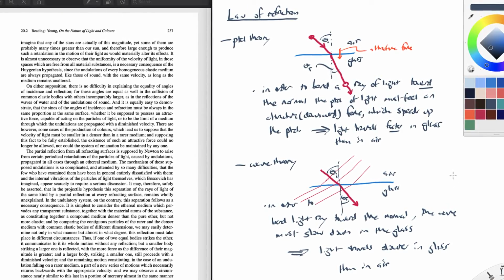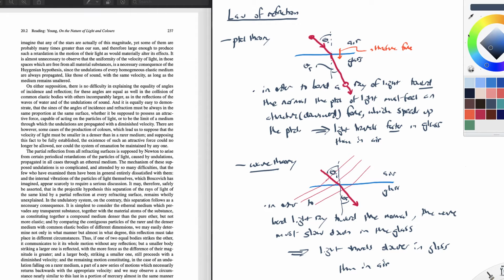And what Young points out here is that at this point there is some evidence that light in fact is traveling slower in glass than in air. And if that is the case, that would seem to favor the wave theory of light. So that's the point that he is making here on page 237, the first full paragraph.